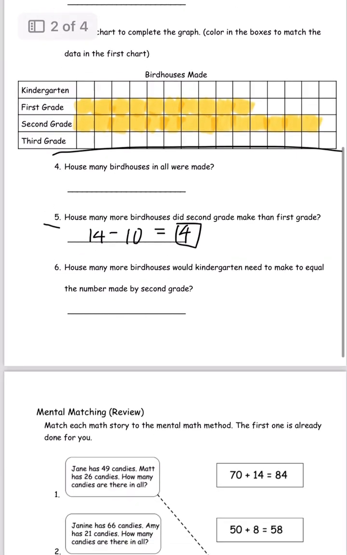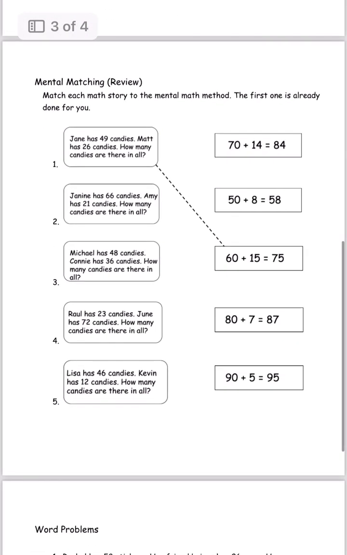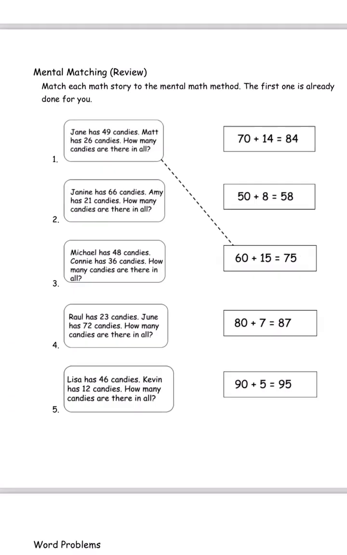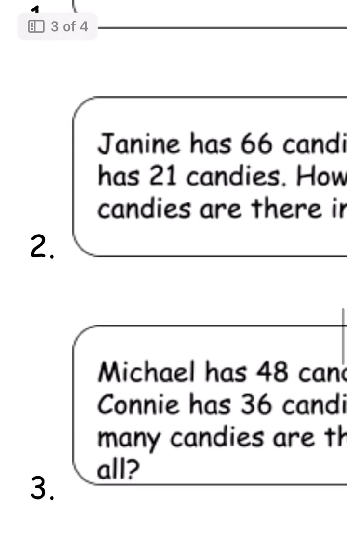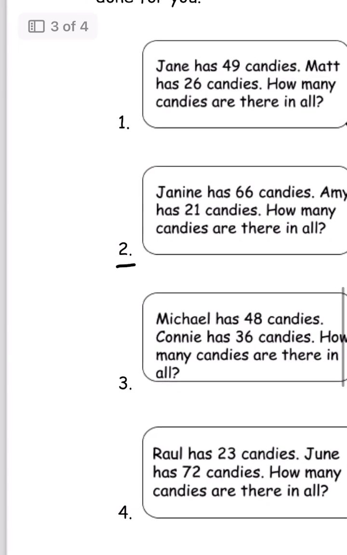So let's move on to the next page. So we have the mental matching again. This is a review, and it says match each math story to the mental math method. The first one is already done for you. Then let's look at number 2, since the first one is already done.